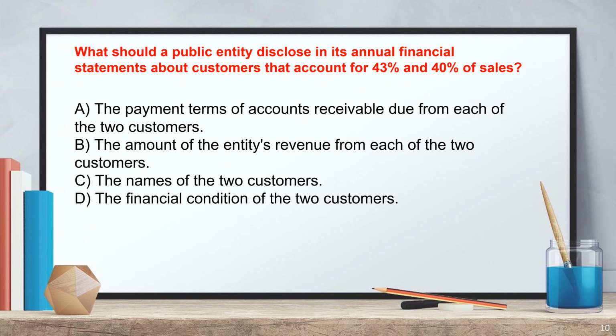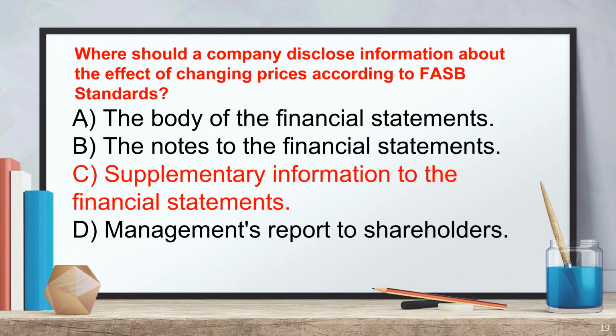Question 9. Where should a company disclose information about the effect of changing prices according to FASB standards? The correct answer is C. Information about the effect of changing prices should be reported as supplementary information to the financial statements.